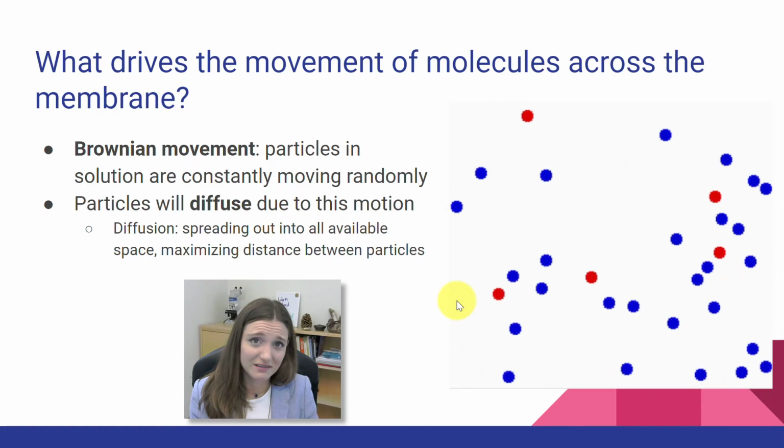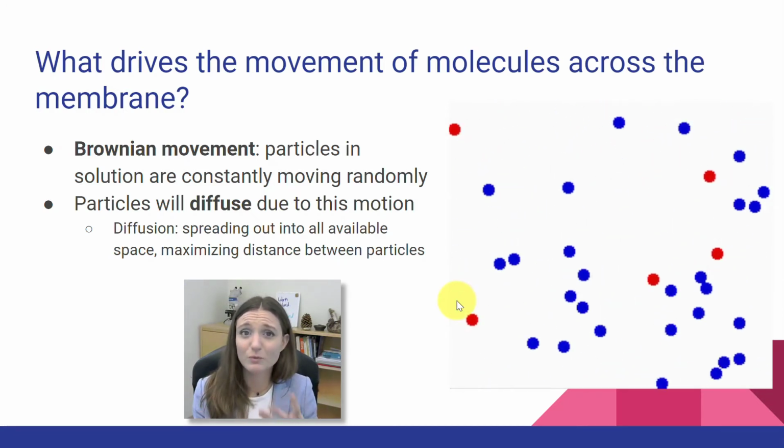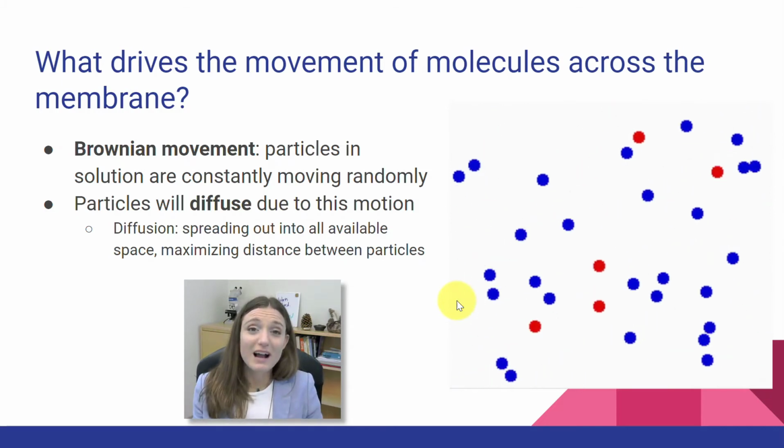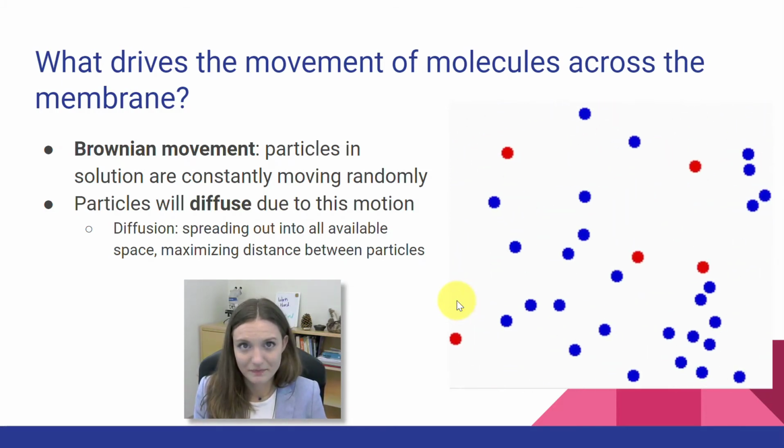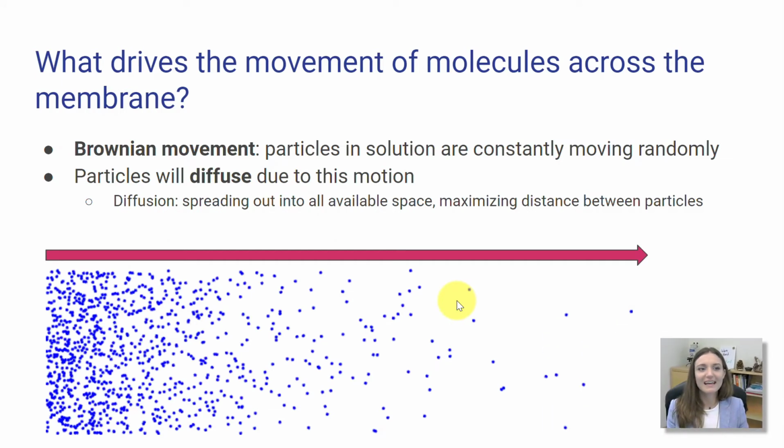Brownian motion, this random bouncing into each other and bouncing off, this random movement, drives diffusion. So diffusion is the idea that due to that random motion of bouncing into each other, molecules will tend to move away from each other. They'll tend to spread out, basically. That's basically what diffusion is, right?